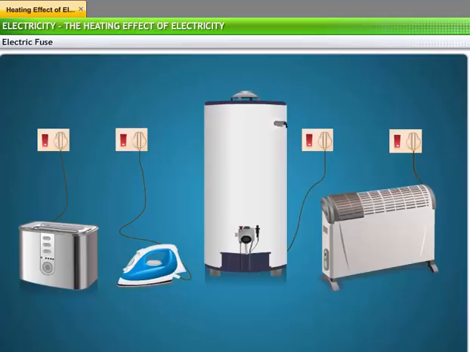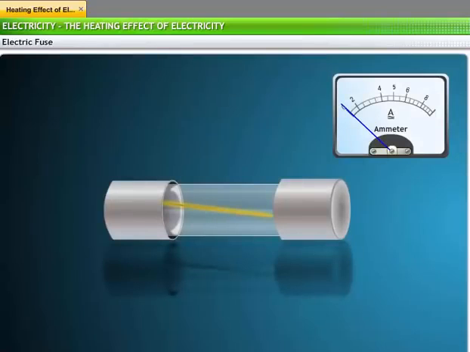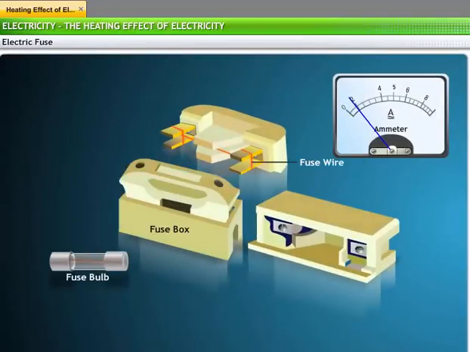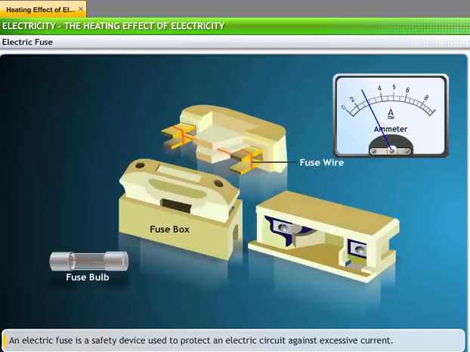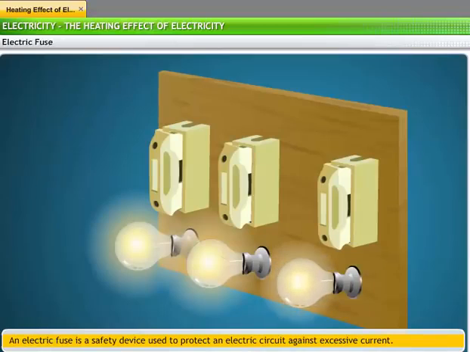If your electrical appliances receive very weak or very strong current, they could be damaged and stop functioning. To prevent such damage from fluctuations in the current, an electric fuse is used in the circuits of most houses these days. An electric fuse is a safety device used to protect an electric circuit against excessive current. The mechanism of the electric fuse is based on the heating effect of electricity.